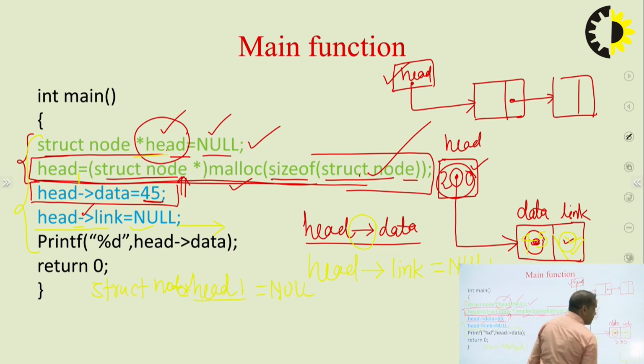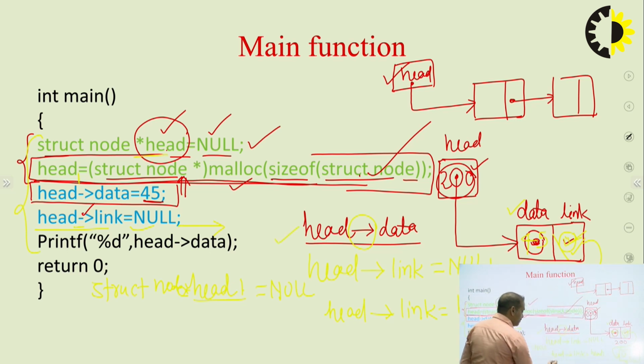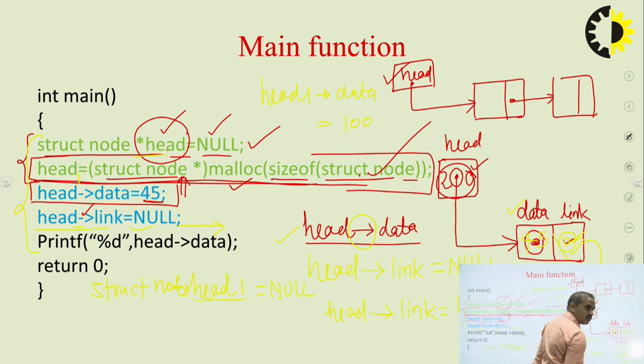Now we link this node with this node by using head arrow link equal to head1. That means the address of this node goes to this link part. After linking, we insert the value at head1 by using the same code. Head1 arrow data equal to 100. We have entered 100 here, and this is the last node, so we put NULL here. By the same syntax, head1 arrow link equal to NULL.